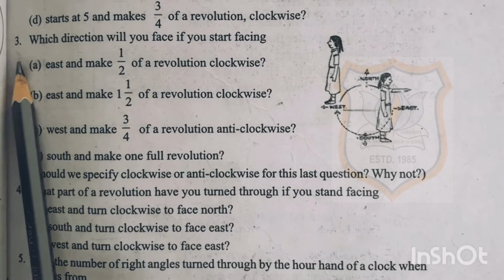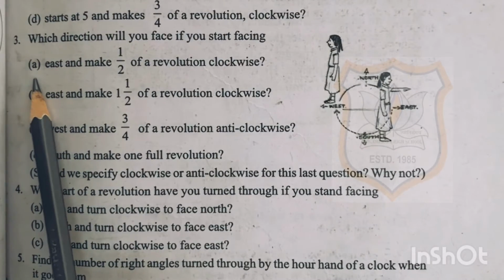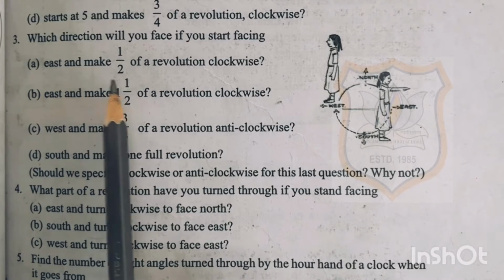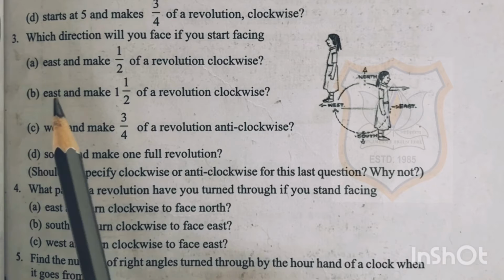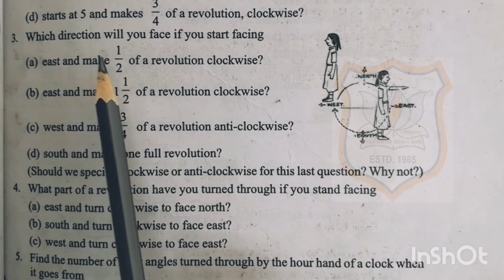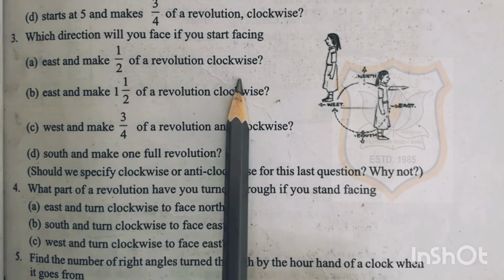Question number 3. A part: Which direction will you face if you start facing east and make half of a revolution clockwise? Students, here we have to find out at which direction we will face if we start facing east and make half a revolution clockwise.